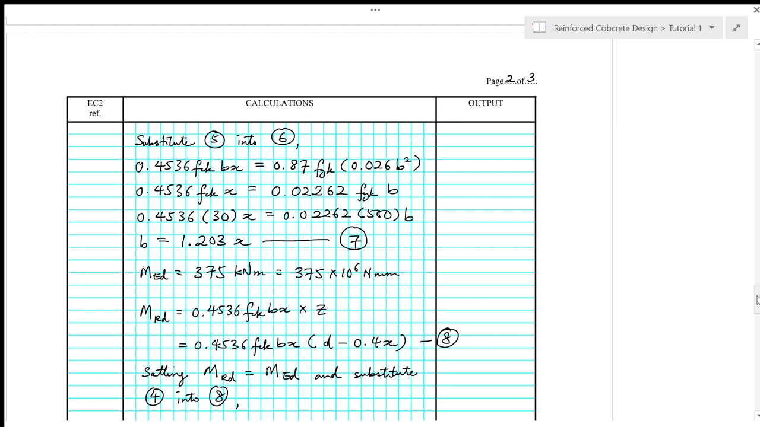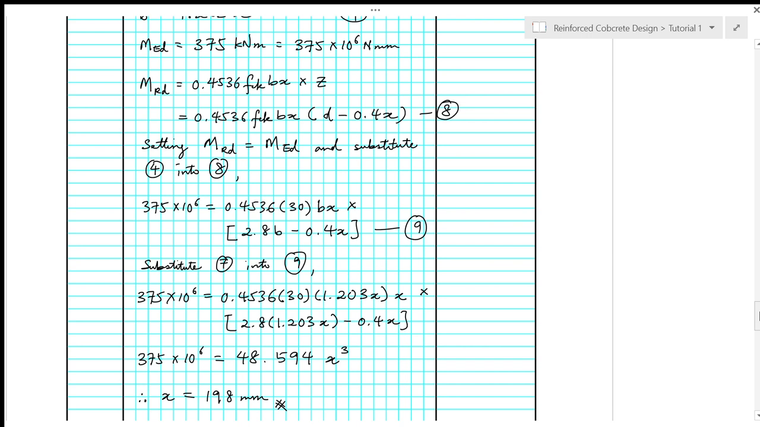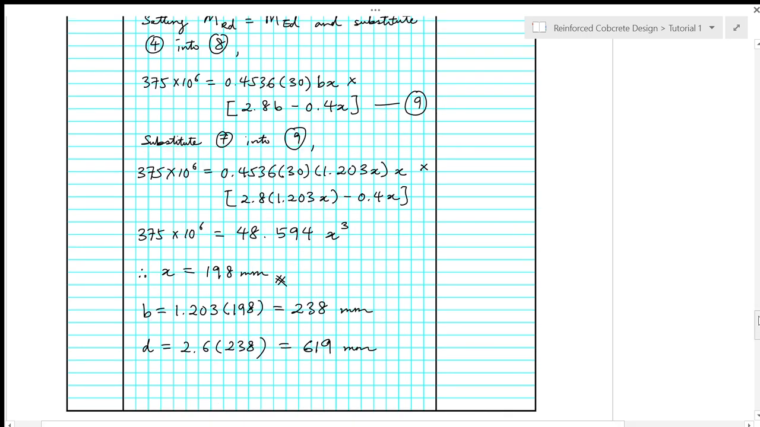And then in the question, we were given that the moment due to load effect is 375 kNm. So we set the moment of resistance to be equal to the moment due to load effects. The moment of resistance MRd is equal to the compression in the concrete multiplied by the moment arm z. That is equation number 8. By setting MRd equal to MEd and substituting equation 4 into equation 8, we get equation 9, which is in terms of b and x. We substitute equation 7 into equation 9, then we can solve for x, which gives us the solution of 198 mm.